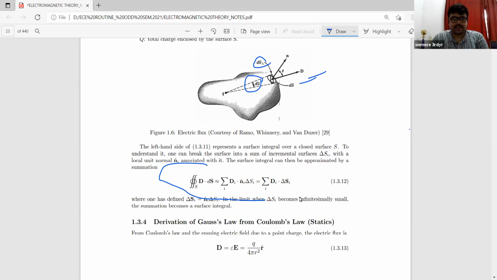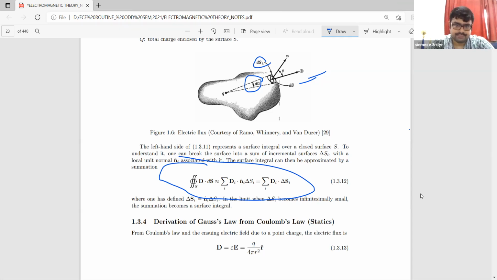So if you write the expression this way, the left-hand side of the equation represents the surface integral over a closed surface S. To understand it, one can break the surface into a sum of increments. Just now I mentioned, you can break the surface into different portions, each with a local unit normal n_i cap associated with it. So delta S_i is the notation we are using. Associated with it, we can write the surface integral.